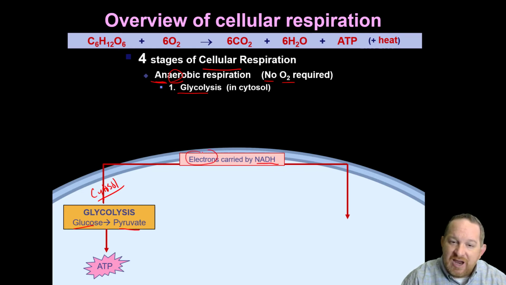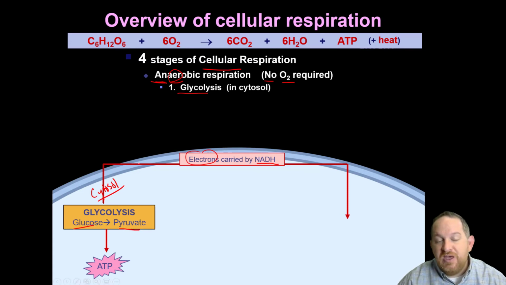That will then carry those electrons over to a final step that we're going to see in a moment. Okay? So step 1, no oxygen required, glycolysis in the cytosol. Then we have a choice. There's a fork in the road.